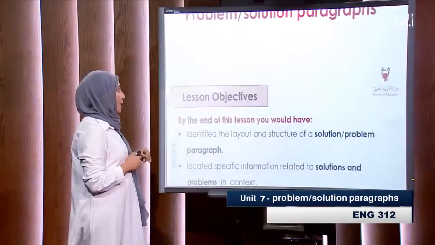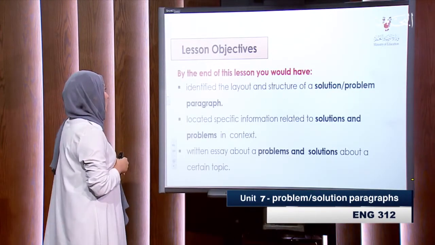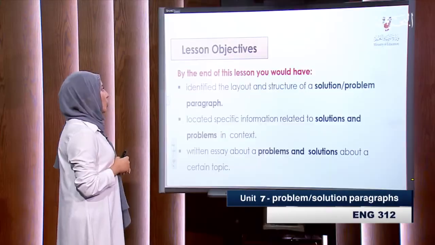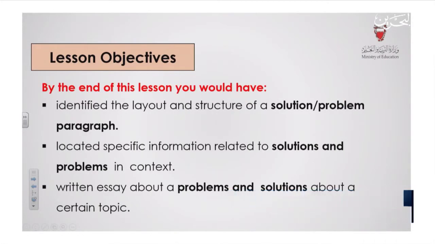Today, our lesson will be about problem and solution, Unit 7, and let's see the objectives. The objectives that we will be tackling are as follows. By the end of the lesson, you would have identified the layout and structure of a problem and solution paragraph, located specific information related to solutions and problems in context, and written an essay about problems and solutions on a certain topic.